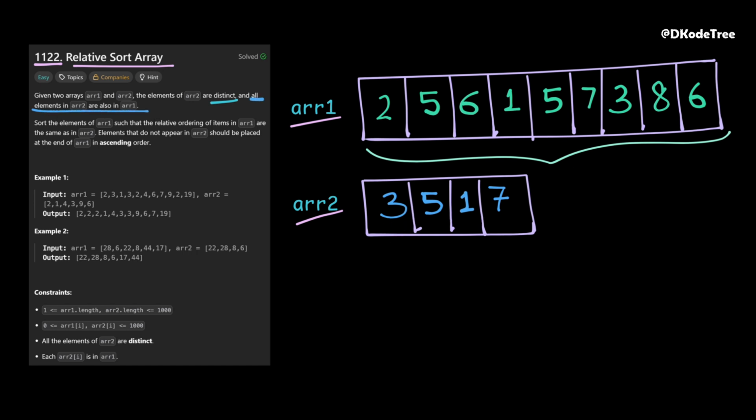Like we can see that all these four elements 3, 5, 1 and 7 are distinct and are also present in the first array. Like we have 3 here, 5 at two places, 1 here and 7 here. But there is a catch. Array 1 might contain some extra elements that don't exist in array 2 at all. Like we have 2, 6, 8 and this 6 as well. So we can clearly see that array 1 can have multiple occurrences of the same element and it can have some extra elements as well.